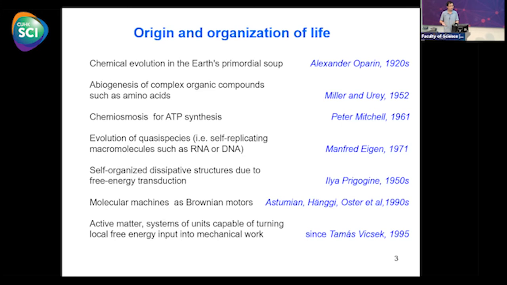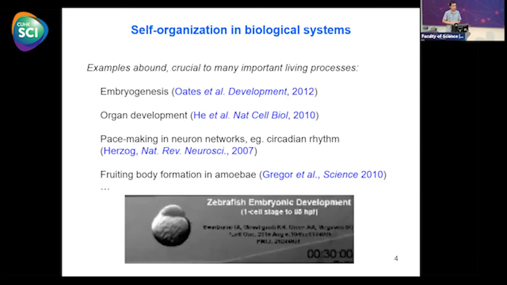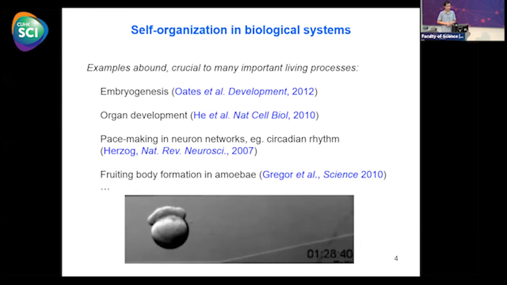And in more recent decades, the organization or order of living things has been studied in a broader context, the context of so-called active matter. Active matter refers to systems consisting of units that can turn local free energy input into mechanical work. Obviously, all living things belong to active matter. And indeed, order or self-organization is a hallmark of living systems. There are many examples, and many of them are crucial to the functioning of living processes, such as embryogenesis. As we are looking in the movie, it's the development of the embryo of zebrafish.